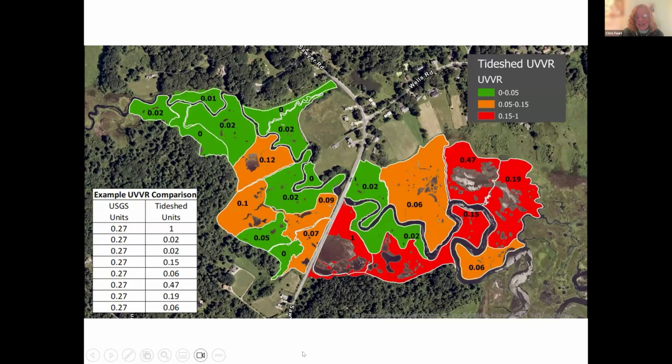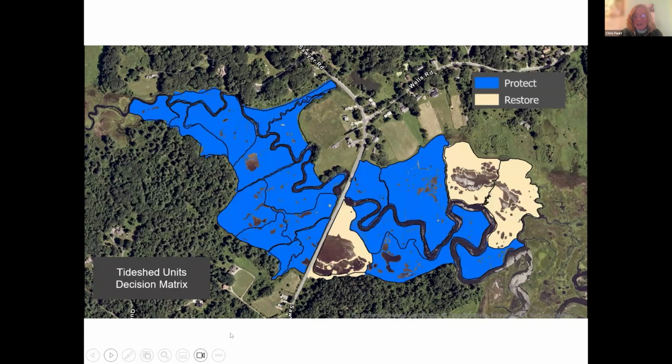So the UVVR data at the smaller scale showed some of the parcels that were privately owned as well as the Fish and Wildlife. And remember, the color scheme is red areas have high UVVR and are very vulnerable, and the greener areas are in better shape as far as elevation and UVVR. So this is working from that original USGS down to a smaller scale. And then applying the decision matrix, the blue areas are protect as far as manage, and the tan areas are where restoration projects would take place.